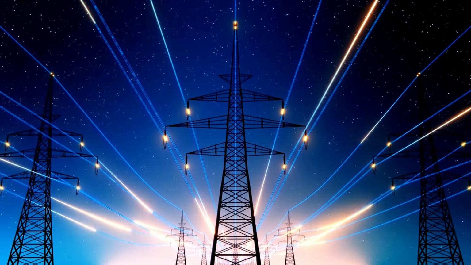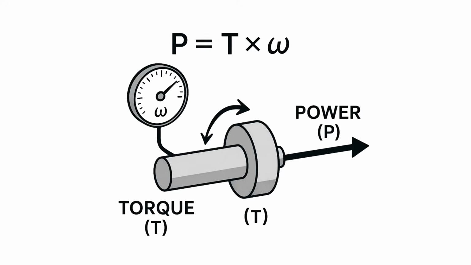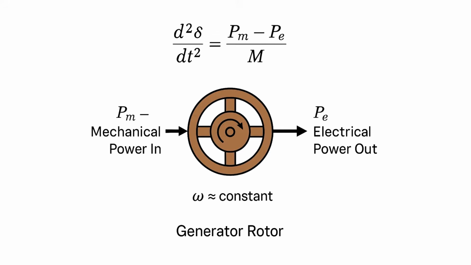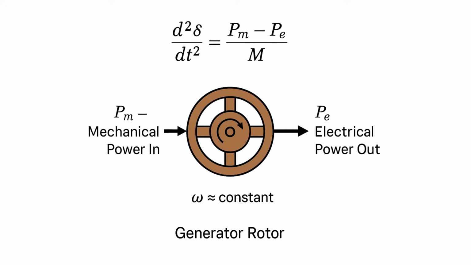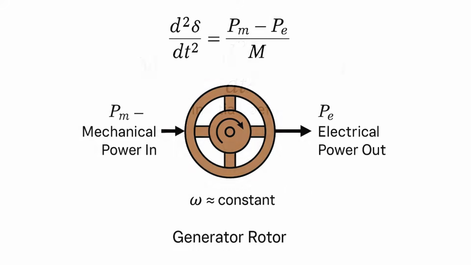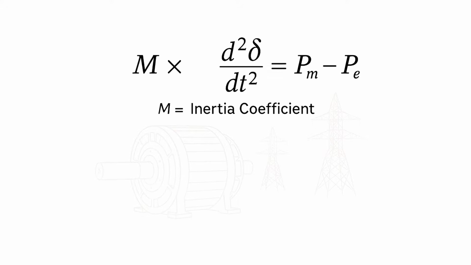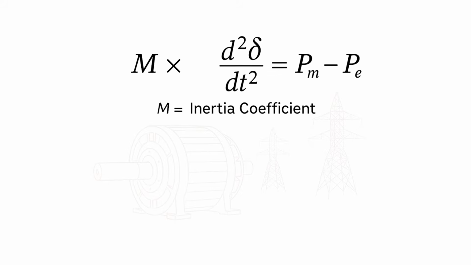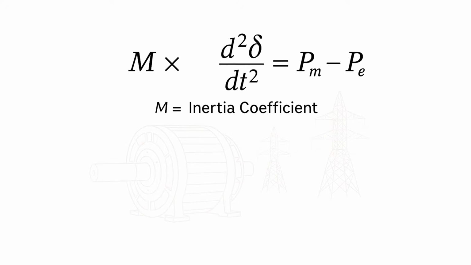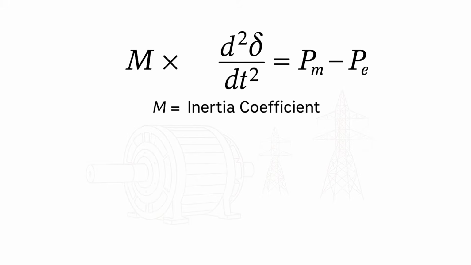In power systems, we work with power instead of torque, so we use this relationship. Power equals torque times angular speed. Assuming rotor speed doesn't vary too much, we get the second derivative of delta equals the difference between mechanical and electrical power divided by inertia. We usually call this inertia term M, so the equation becomes M times d squared delta by dt squared equals P mechanical minus P electrical. This is the basic swing equation in power terms.